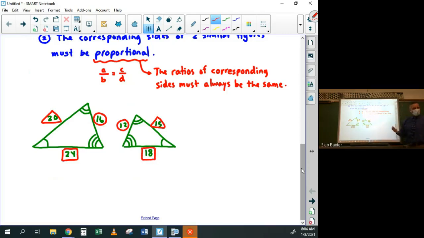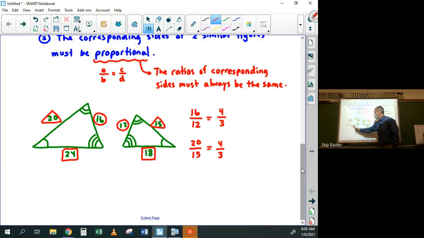Everybody see how I identified which sides go together? So to check for proportionality, you make sure that when you take the ratio of any two corresponding sides, you get the same thing every time. So if I were to take 16 over 12 and simplify that fraction, both the top and the bottom are divisible by 4, I get 4/3 as a simplified fraction. Well, if I were to take 20 over 15, it also simplifies to 4/3.